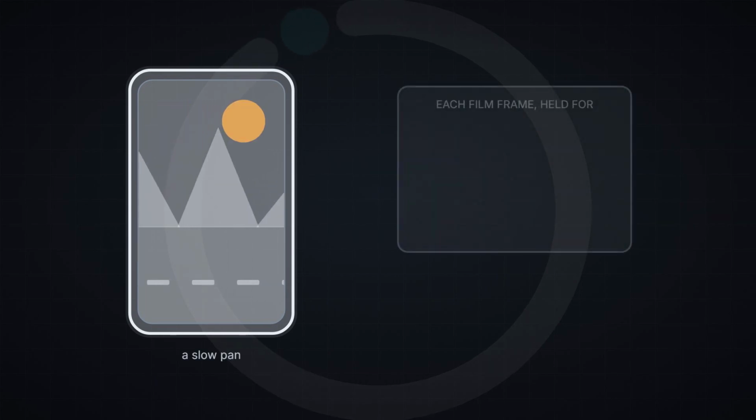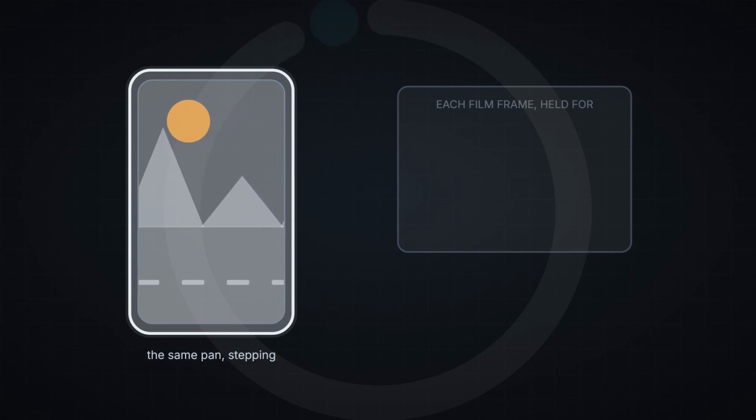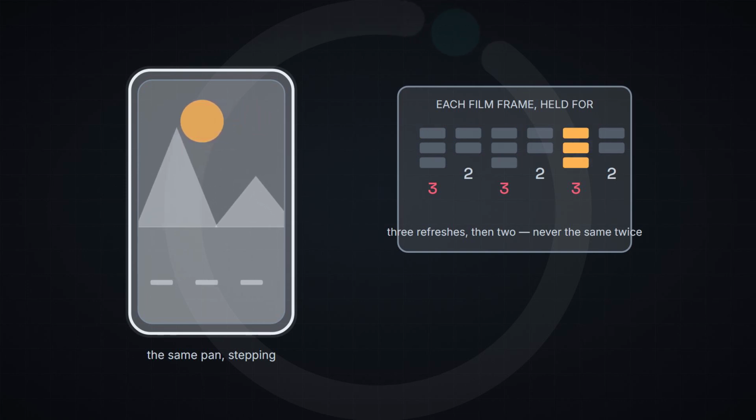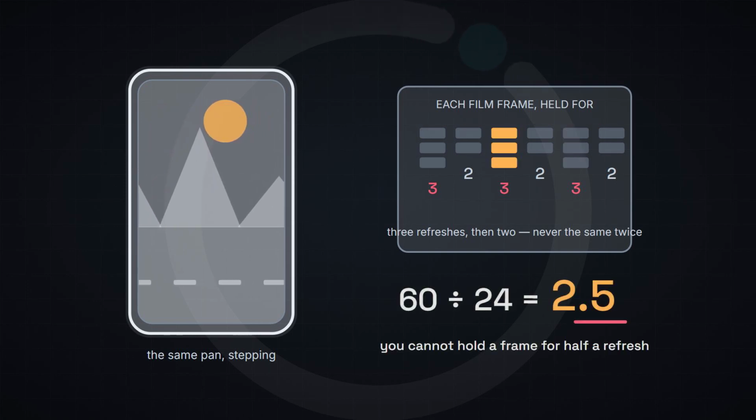A slow pan across a landscape and the whole shot stutters, not blurry, stuttering, like the camera is stepping instead of moving. Your phone is holding some frames longer than others. It has to. 24 doesn't fit into 60.